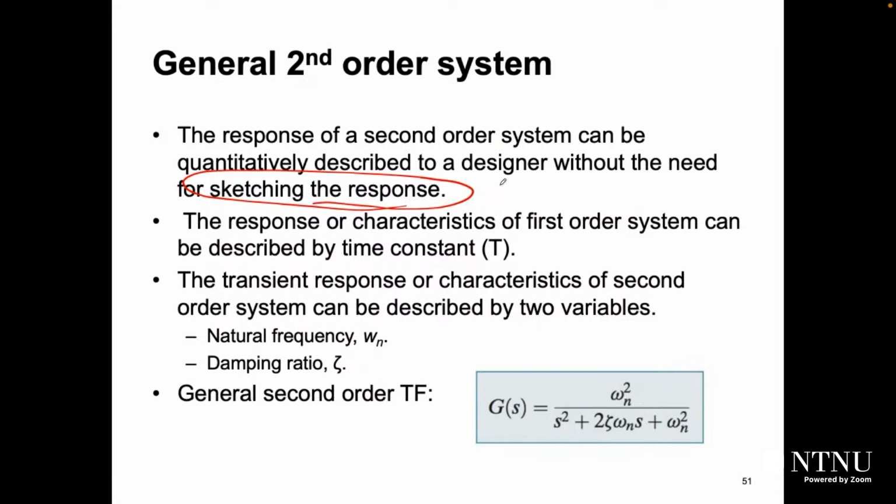The response or characteristics of the first order system can be described by the time constant T, which is very easy. But the transient response of the second order system can be described by two variables, the natural frequency omega n and the damping ratio zeta. Those are very important. This is a general second order transfer function: omega n squared divided by s squared plus 2 zeta omega n s plus omega n squared. It is characterized by omega n, the natural frequency, and zeta, the damping ratio.